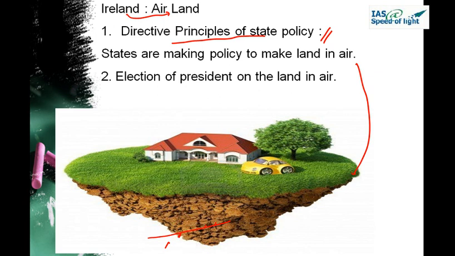Second is the election of president on the land in the air. Election of president is a special thing, and how they are going to elect the president is that the whole people sit on the land in the air, and there the election for president happens. So with Ireland we are relating directive principles of state policy, and also the election of president. Election of president we have taken from Ireland.